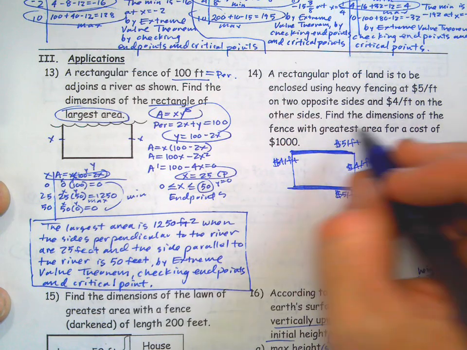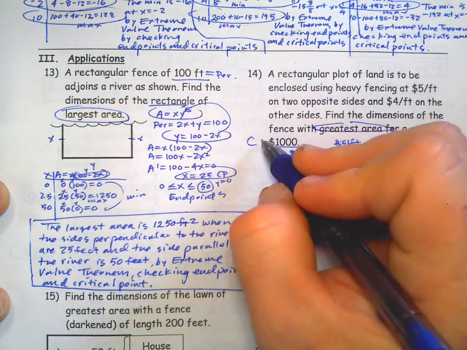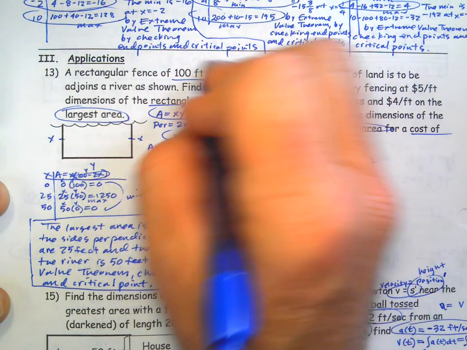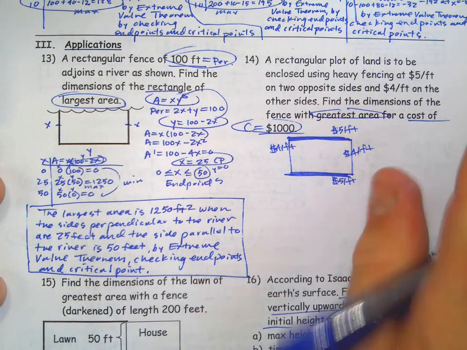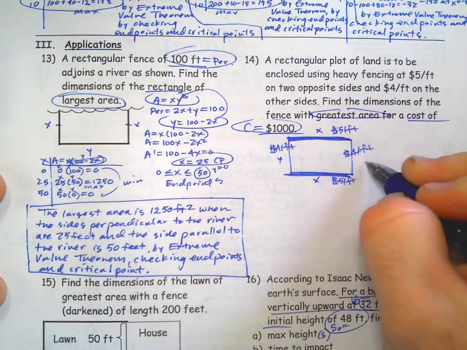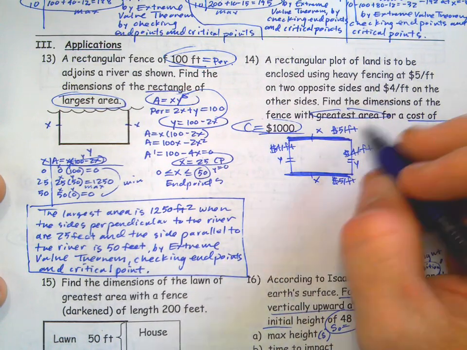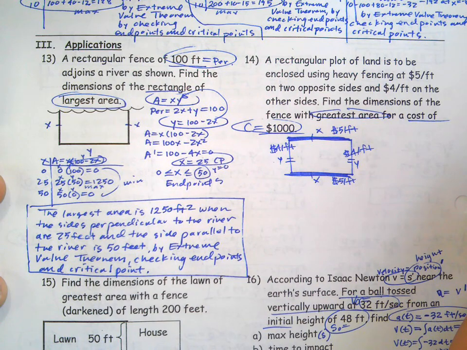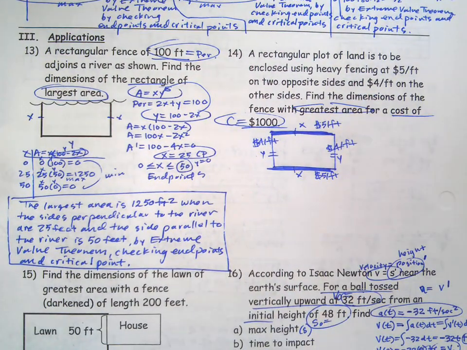Find the dimensions with the greatest area for a cost of $1,000. So this is our constraint. There's usually some other constraint which we're going to use to help us find an equation in terms of one variable. So I call these x, call these y, because it's a rectangle and their opposite sides are equal. Could put x's here and y's here. That's why I'm probably not going to use x and y in my answer. I'm going to talk about heavy fencing.